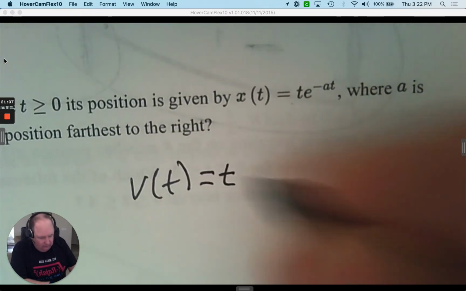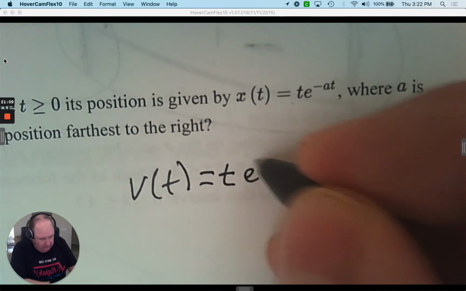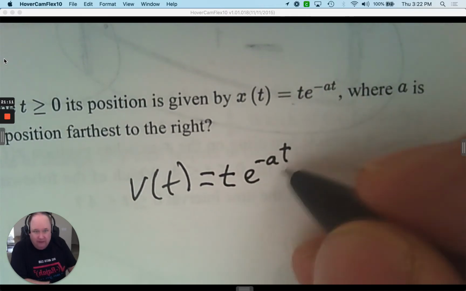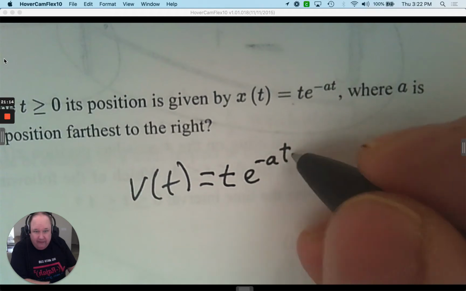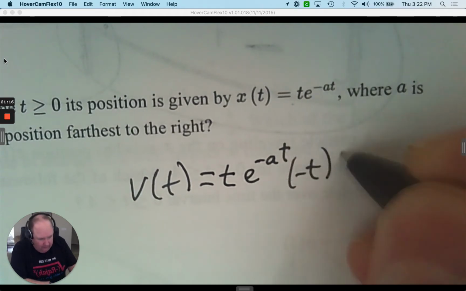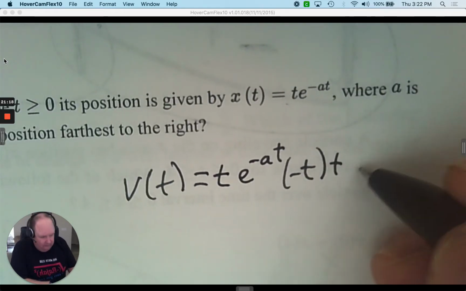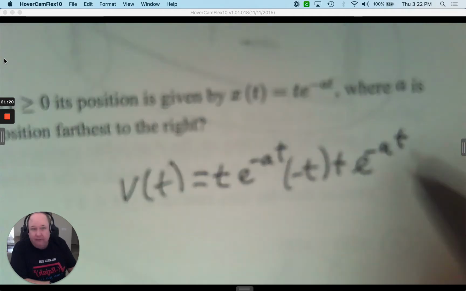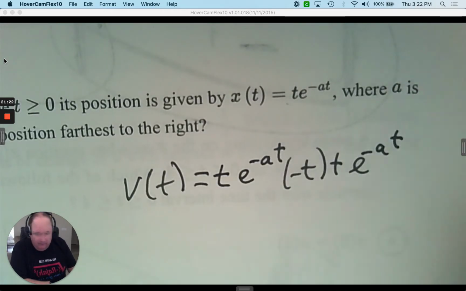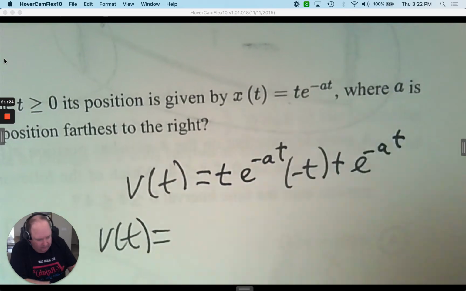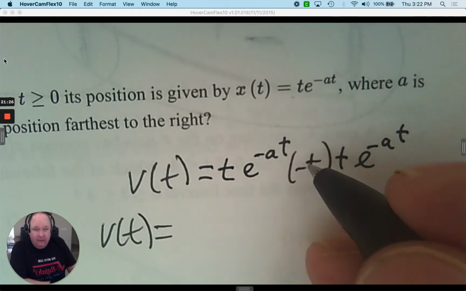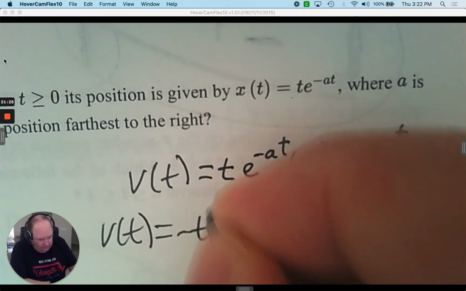That's the first times the derivative of the second. So for e, you copy it, and then the derivative of negative at is negative t, plus the second times the derivative of the first, which is just 1. So if I put that together, negative t times t is negative t squared.